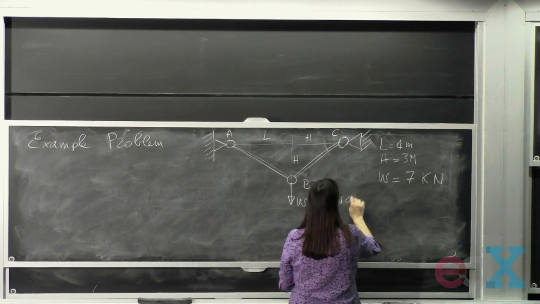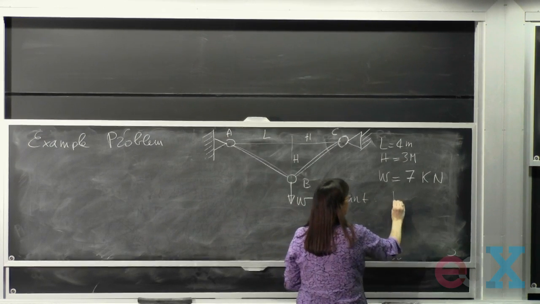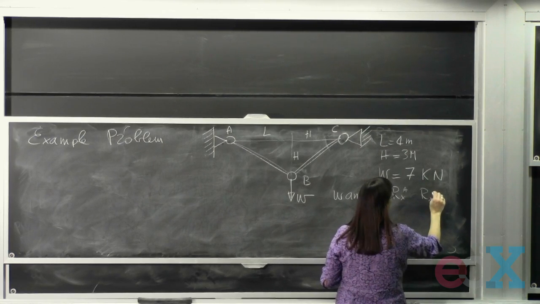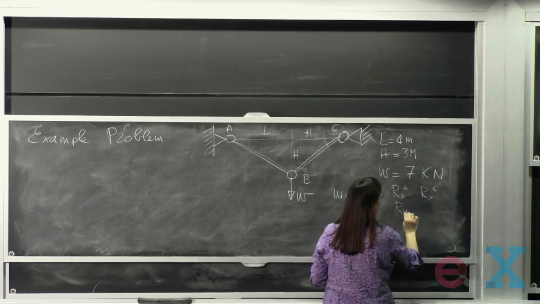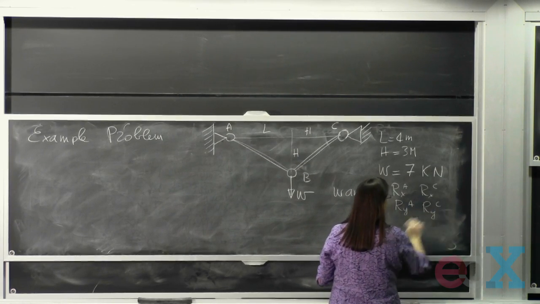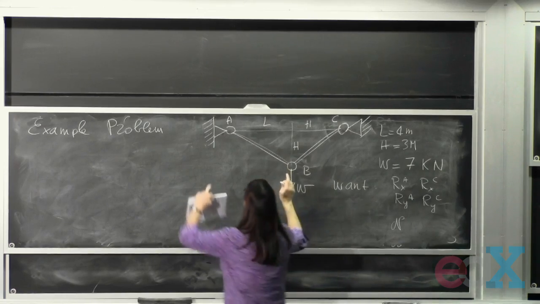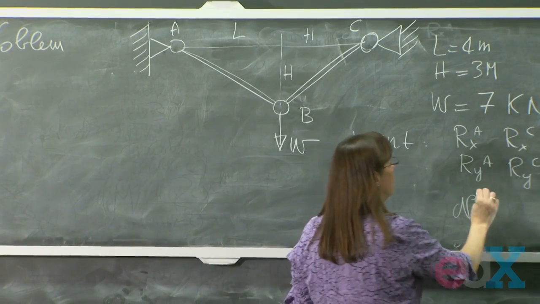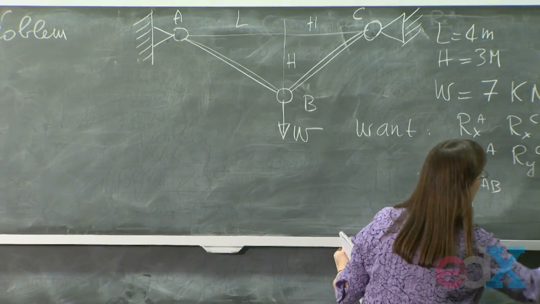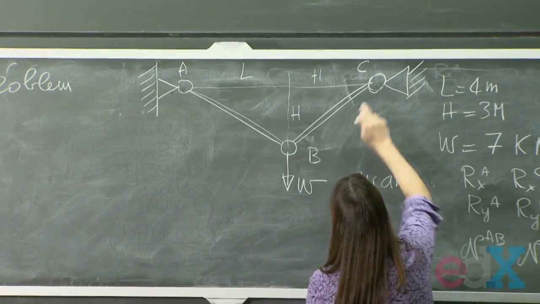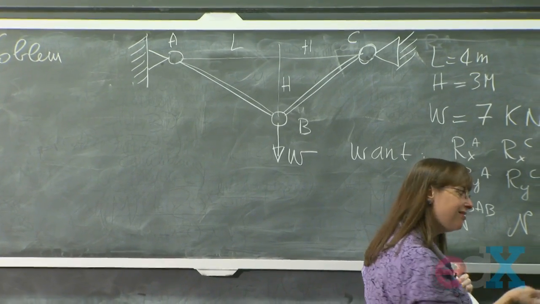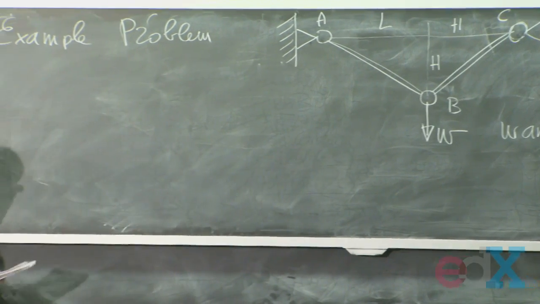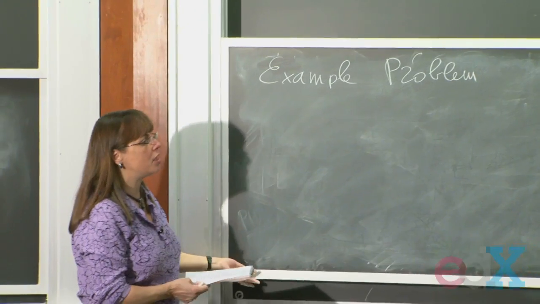What I want is the reaction at A, the reaction at C in X and Y, and I want the axial force in the two bars. So let's call the axial force inside bar AB NAB. And let's call the axial force inside bar BC, what do I call it? NBC, like the good TV station. OK. So I want to solve this truss.